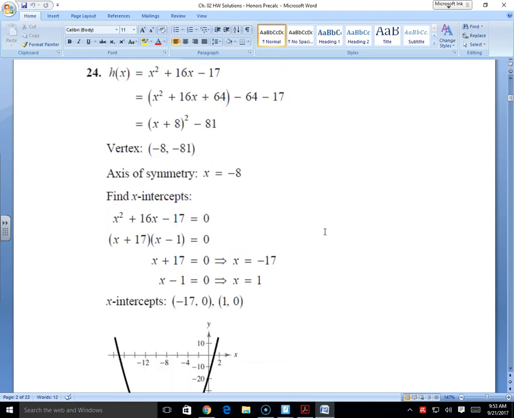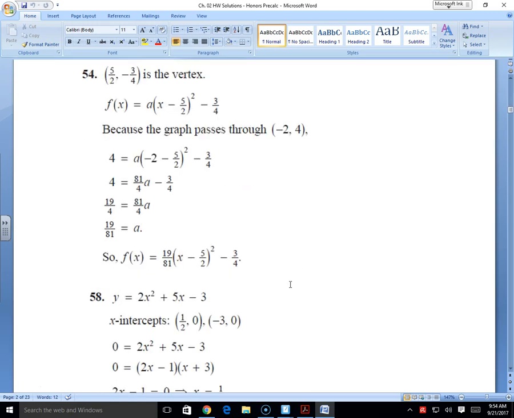Is anyone still checking 24? Okay. Vertex, axis, the zeros are negative 17 and 1. Graph the 3 points and there you go. Remember next one? Are we going to the 50s or something? Okay. Yeah, okay. 54?